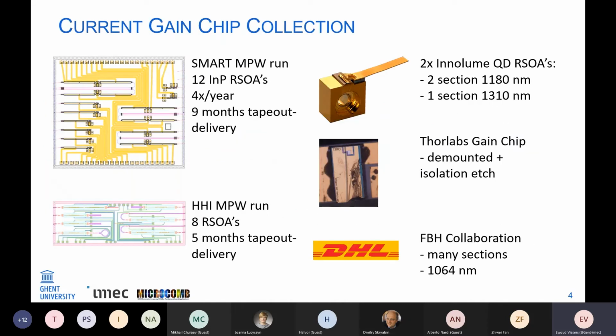So I have gotten quite a large collection of gain chips right now. For example, I tried to get it working with the HHI gain chip, but the results weren't very promising. The same thing with the 1180 nanometer InnoLume quantum dot gain chip, but today I have results that do work using the gain chip I made in an MPW run.